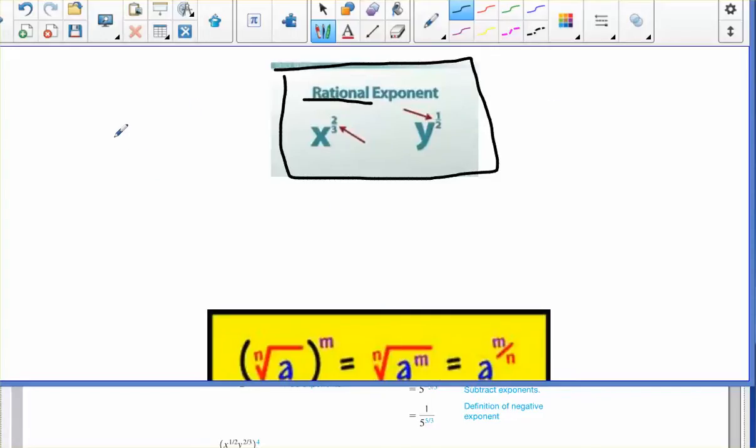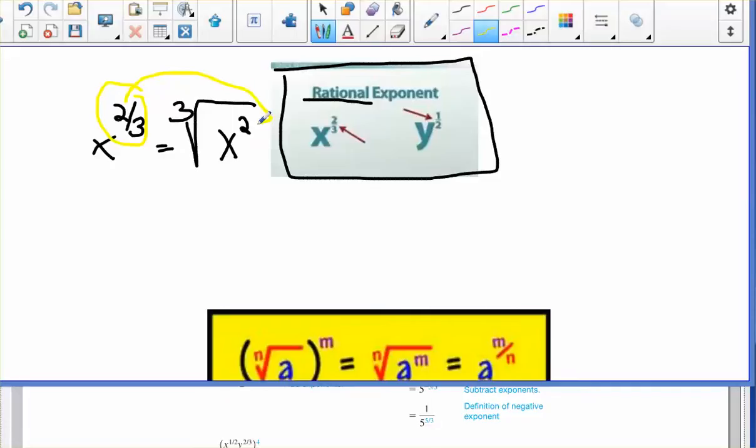So what do we do when we have an x to a fraction, x to the 2/3 power? Well, we're going to translate that to be equal to a radical, and the x is going to be raised to the second power, and it's going to be a cube root. So the way this works is if you have this fractional exponent, the number on the top becomes the exponent we're raising it to, and the number on the bottom, in the denominator, becomes the index of the radical. Okay, so it's very important to know that.